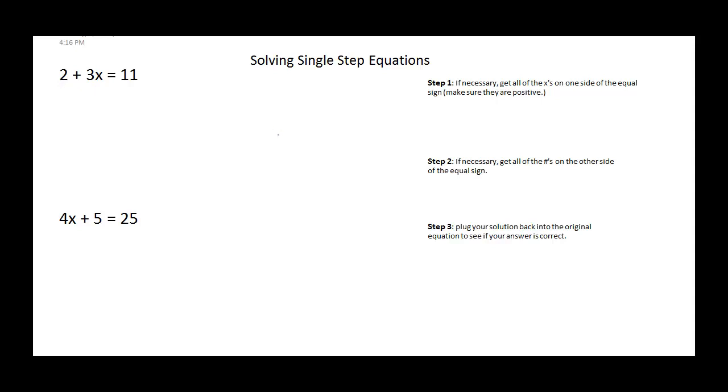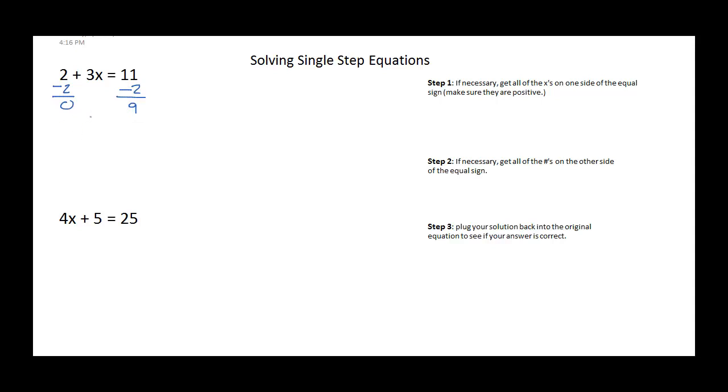So the first thing we're going to do is try to isolate that x by, in this situation, getting rid of the 2. Since that's a positive 2, the way to get rid of that is going to be to subtract 2 from this side, which is going to give me 0. And because of the property of equality, if I take 2 away from the left side, I have to do the same thing to the right. So 11 minus 2 is going to be 9.